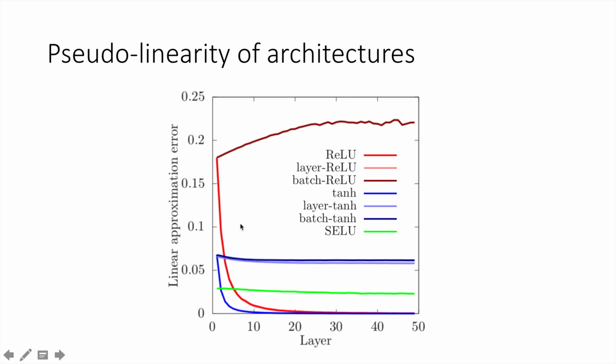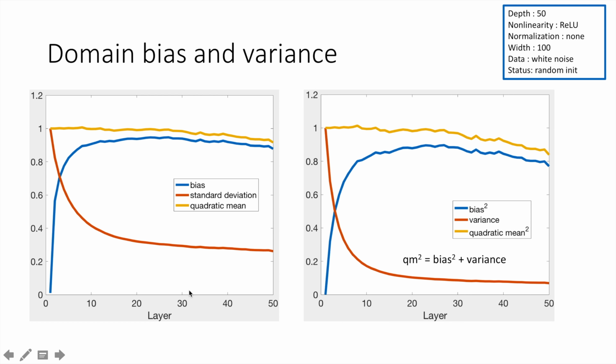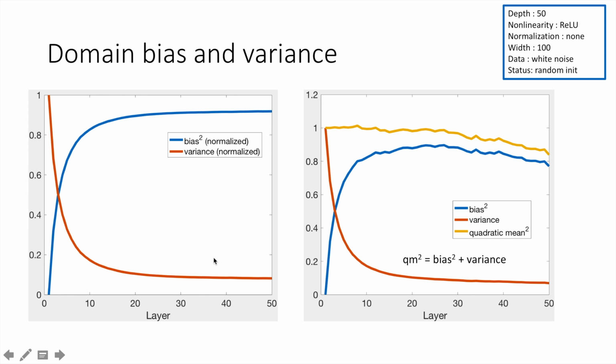Note that the layer ReLU curve is shadowed by the ReLU curve in this graph. Here, we contrast the bias, standard deviation, and quadratic mean of the activations of neurons after the linear operation in each layer in a ReLU network. In this graph, we contrast the squared quadratic mean, squared bias, and variance. Of course, the former quantity is the sum of the latter two. And in this graph, we show the squared bias and variance as a fraction of the squared quadratic mean, which is the total signal power. We find that the relative power of the bias increases significantly with depth, especially in the early layers.